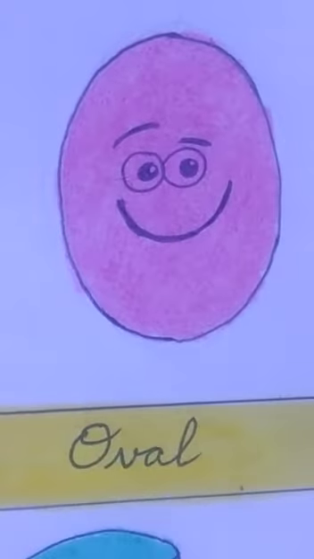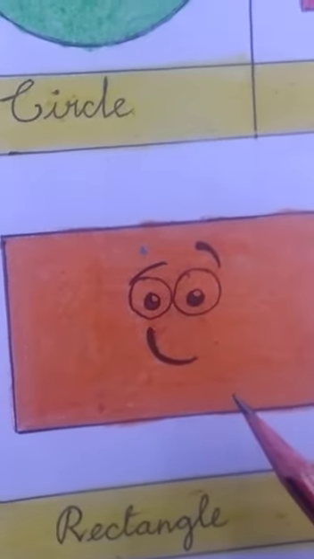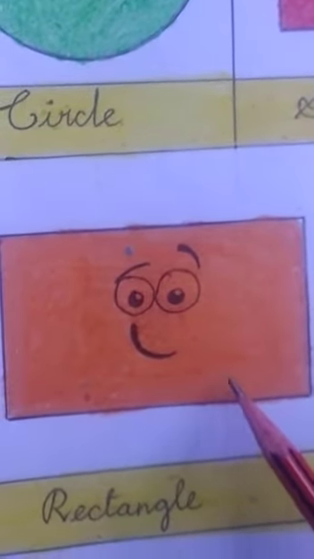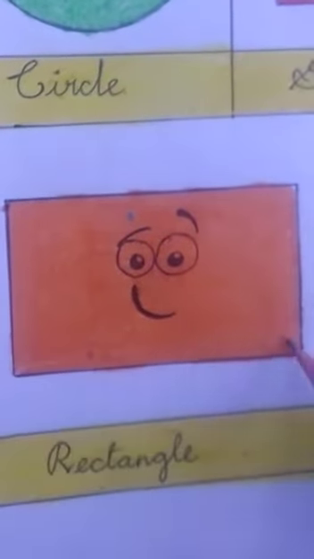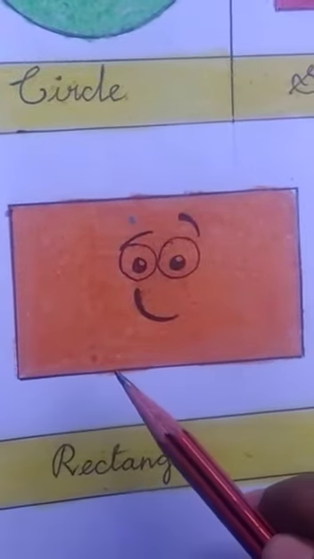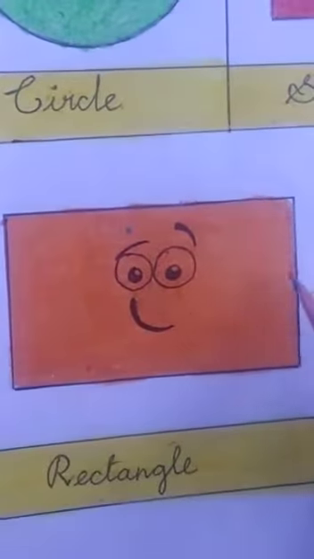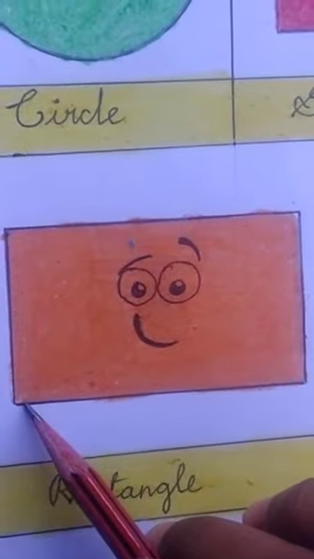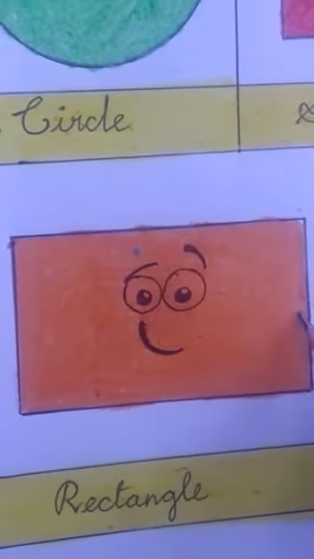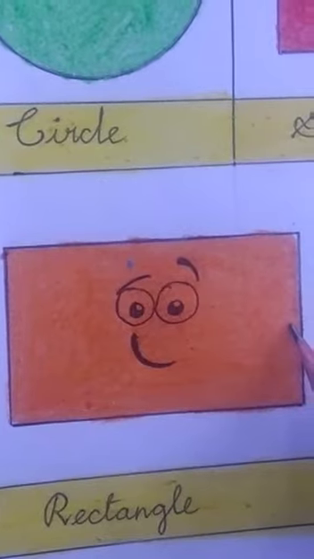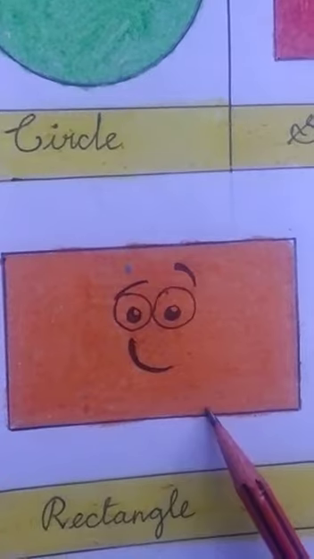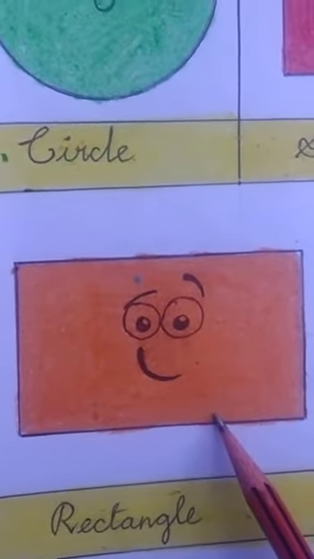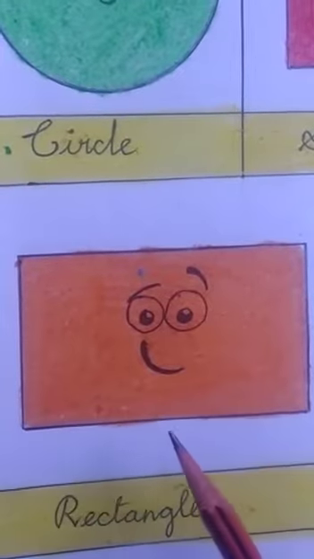Now let's see the next shape. That is rectangle. Look at this. It also has four sides, right? Like a square, it also has four sides, but the opposite sides are equal. Can you say any objects for rectangle? Yes, a blackboard is rectangle in shape.